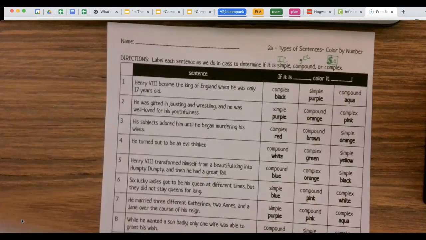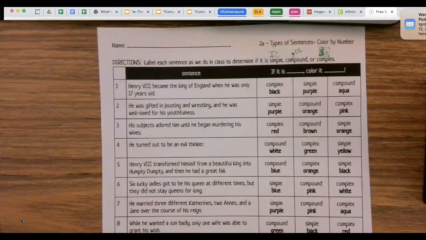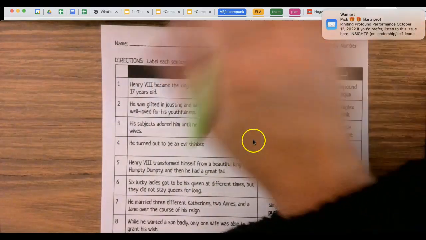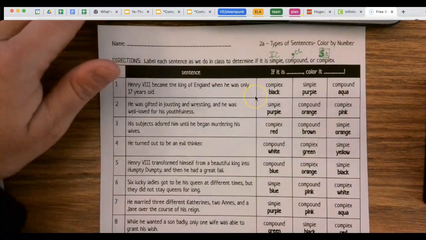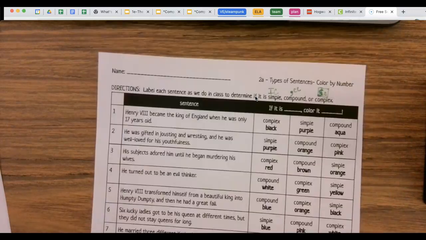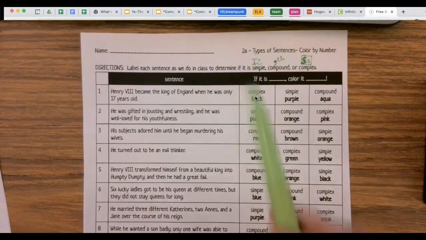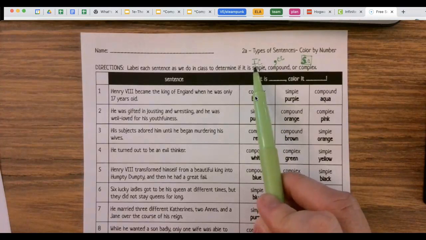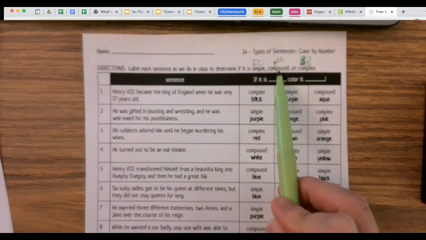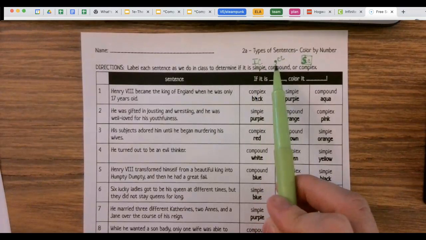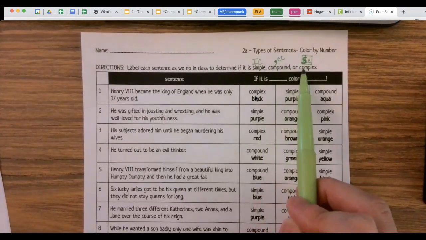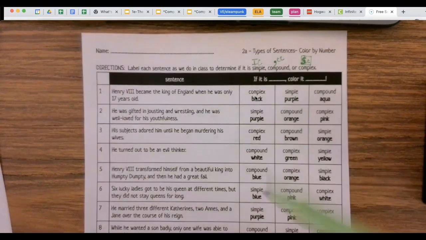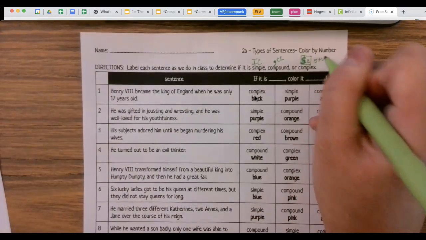So good writers write with varied sentence types. They write with a variety of simple, compound, and complex sentences. So what we have here are 15 sentences of varying types that you're going to figure out. We know that a simple sentence is one independent clause. We know that a compound sentence is two independent clauses separated by a comma and a coordinating conjunction. And we know that a complex sentence is a subordinating conjunction with a subject and a verb after it, making a dependent clause.